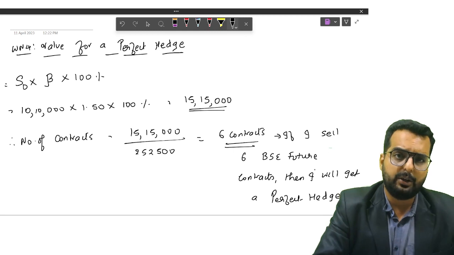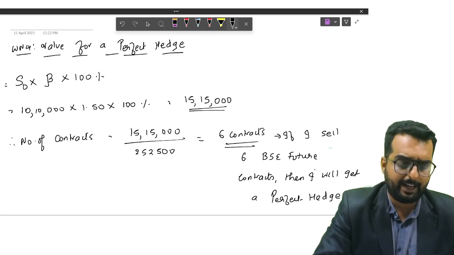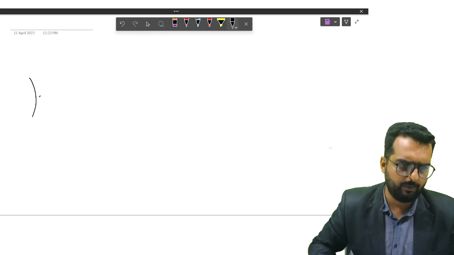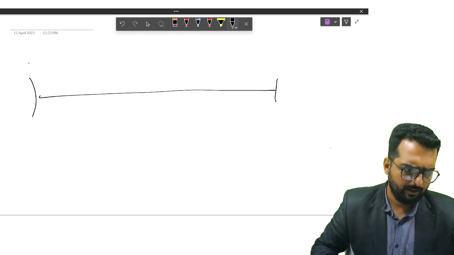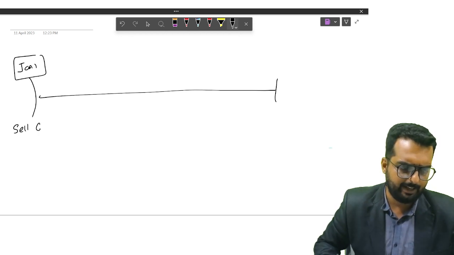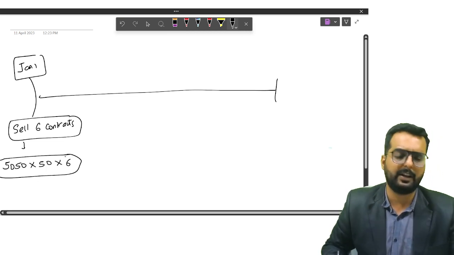Now, what is the duration that I am entering in the future? It is 4 months. But actually the spot is available only for 3 months. So I'll just show you that now with the help of a chart. Suppose today is January 1st. Today I am selling 6 contracts. Am I right? The formula is 5050 into 50 into 6. That is how you will get 15 lakh 15,000.